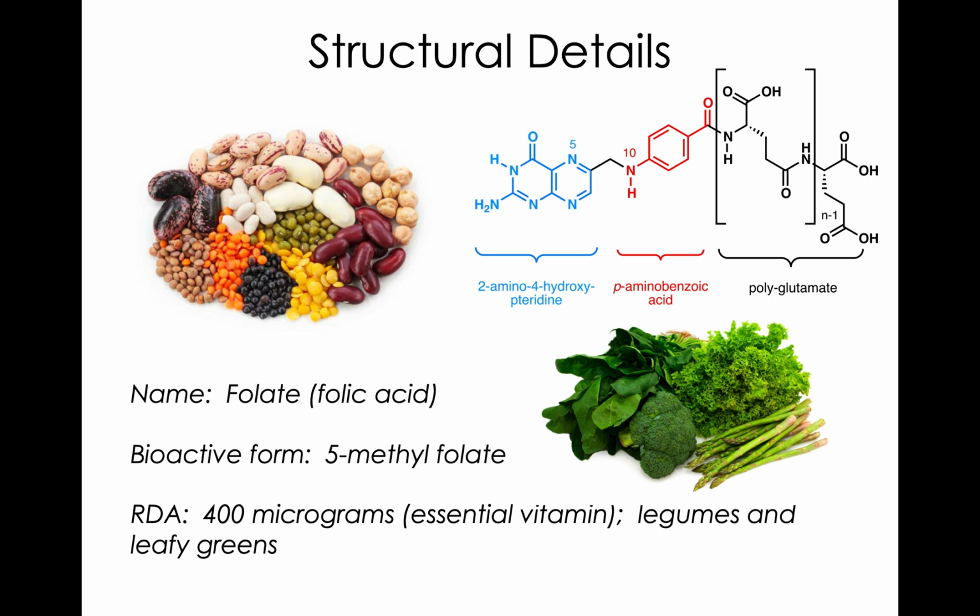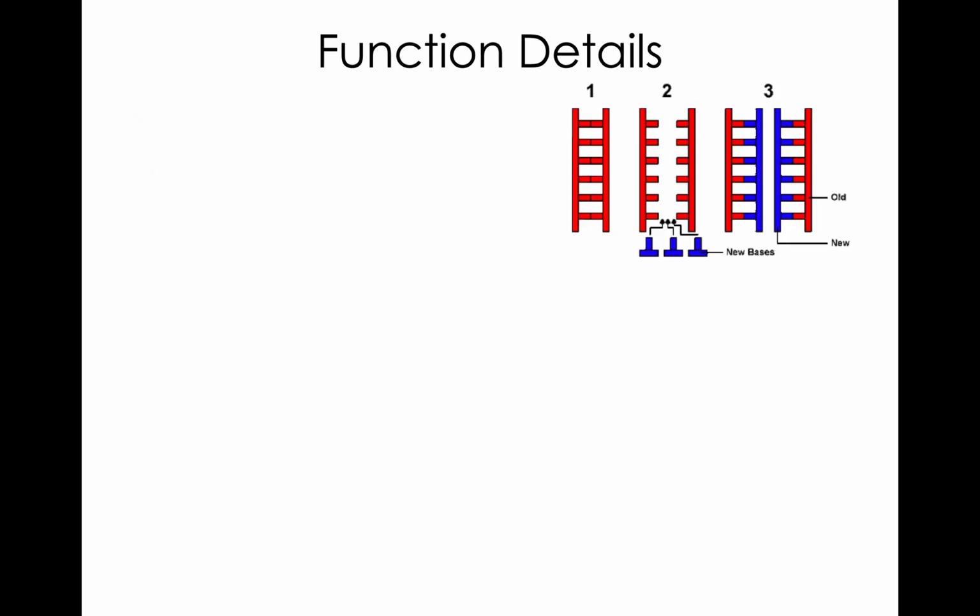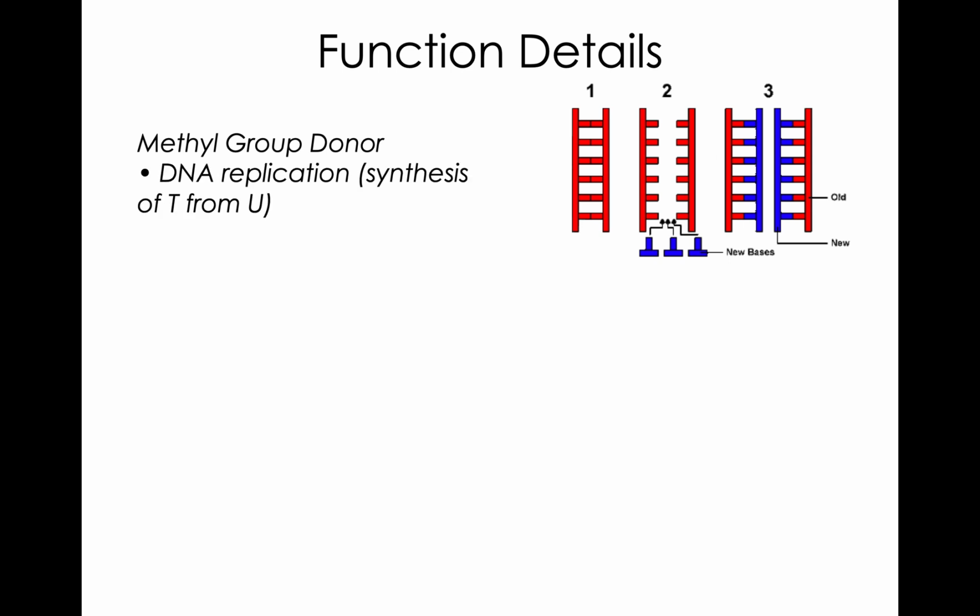So why do we need vitamin B9? What does it do in our body? Its main purpose is to serve as a methyl group donor. This has important roles in DNA synthesis, especially the synthesis of the dTTP or T building block from UTP.